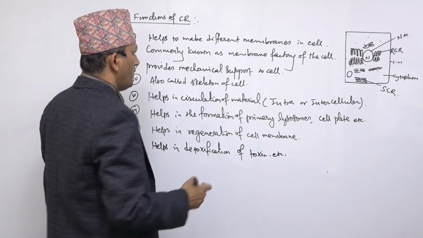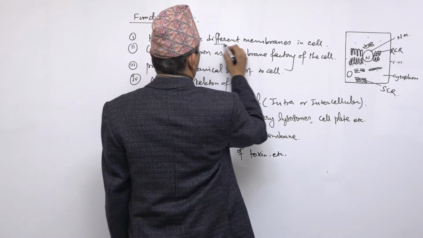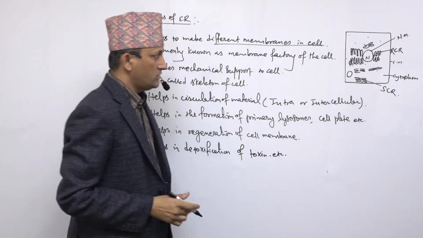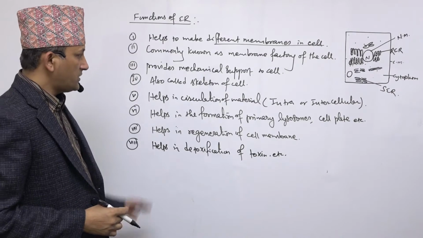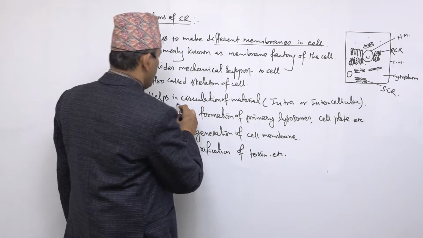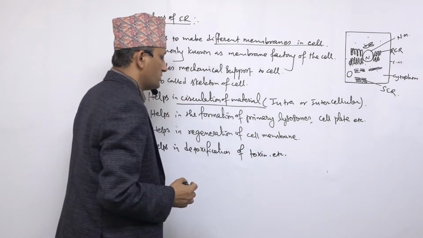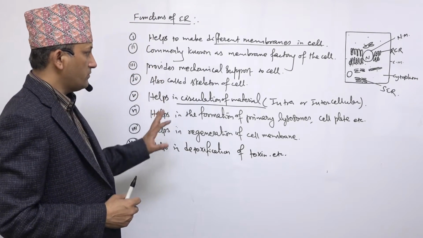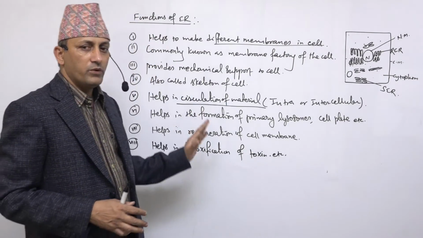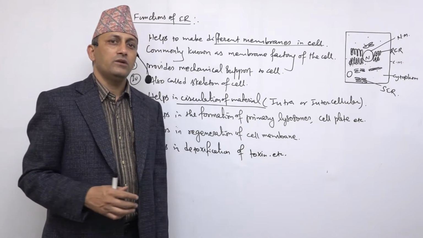These are some important functions of the endoplasmic reticulum. Mainly it helps in the formation of the different membranes in the cell. So this is the main function. Besides this, it also helps in circulation of the material. So these are the very important functions. There are many other functions, but here I have shown one very important function of the endoplasmic reticulum.